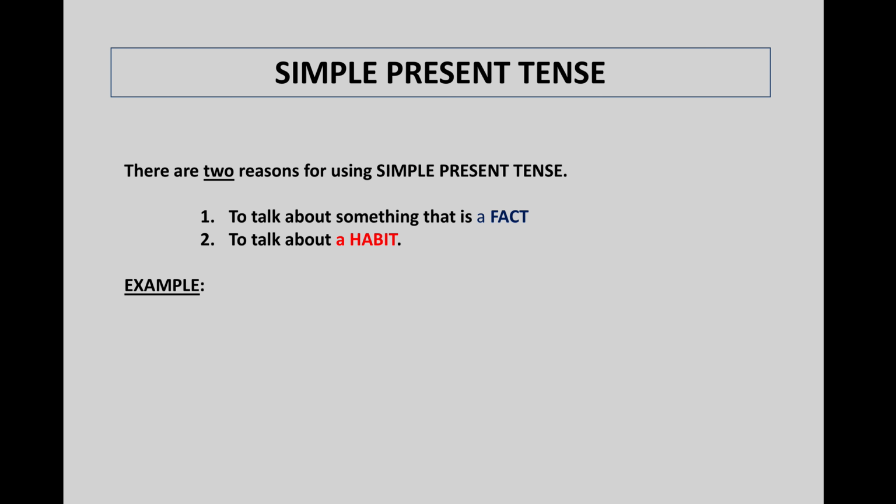Let's go to the simple present tense. There are only two reasons for using the simple present tense. One is to talk about something that is a fact, and the other one is to talk about something that is a habit. So let's take a look at what a fact is.